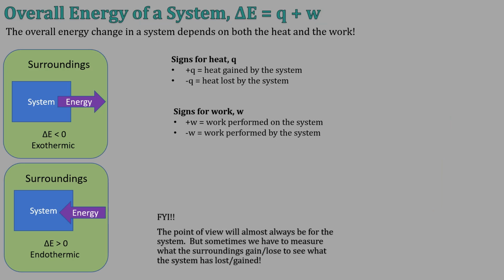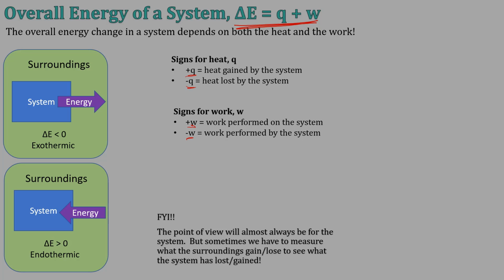All right, so the overall energy of a system, delta E, is equal to Q plus W, okay? And it depends on both the heat and the work. So signs for heat, right? If heat is gained by the system, so it's coming from the surroundings to the system, it'd be positive. And if heat is lost by the system, then it's going to be negative. And for work, if work is performed on the system by the surroundings, it's positive. And if work is performed by the system on the surroundings, then it's going to be negative.